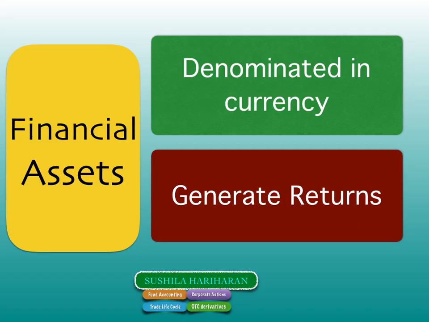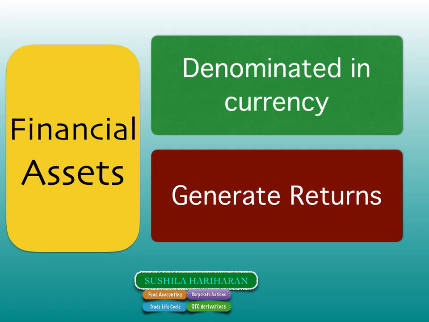So now, many of us are big investors in gold, right? So gold is a financial asset and gold is a commodity as well. So therefore, we then bring into the concept of gold ETF, which can be traded. That's an exchange traded fund, Gold BeES, etc. And they would be called as financial assets. Okay? Because they can be denominated in currency, they generate returns to the investor.